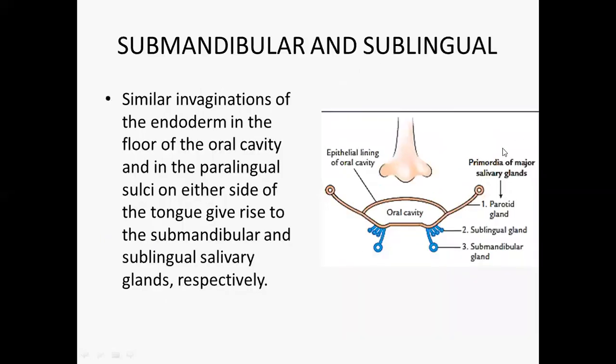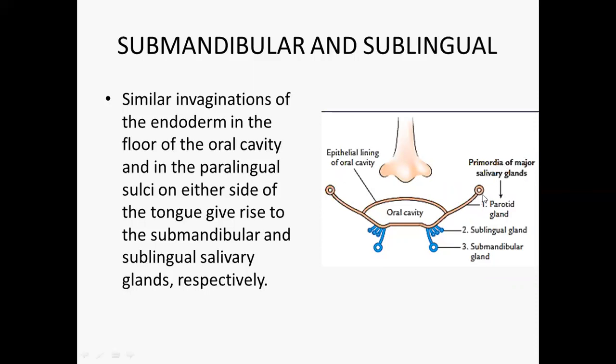Similarly, there are endodermal invaginations in the floor of the oral cavity in paralingual sulci on either side of the tongue. They will give rise to the submandibular and the sublingual glands respectively. The sublingual and submandibular glands are endodermal in origin, and the parotid gland is ectodermal in origin. The ectodermal furrow formed at the junction of the mandibular and maxillary prominences will give rise to the parotid gland.